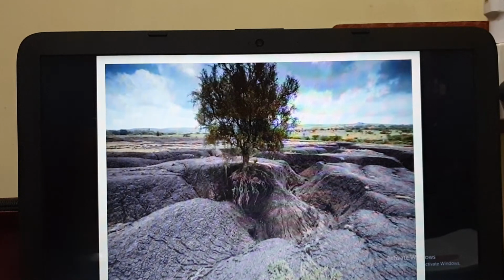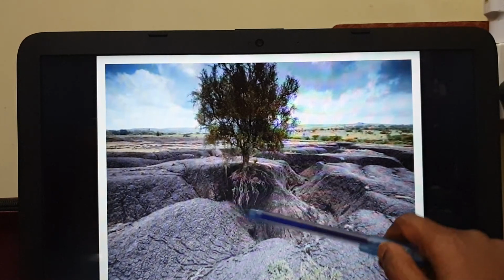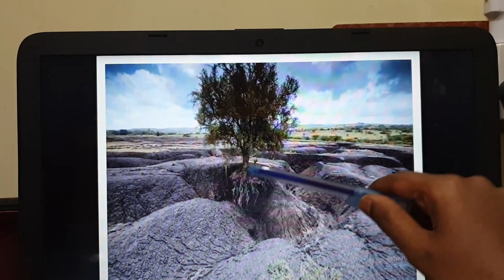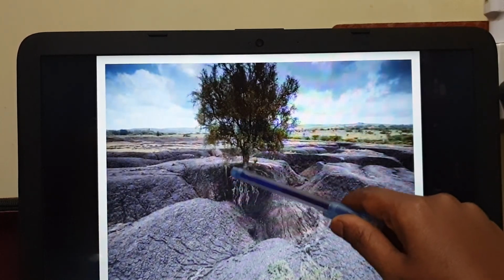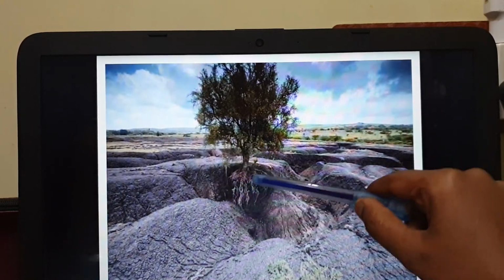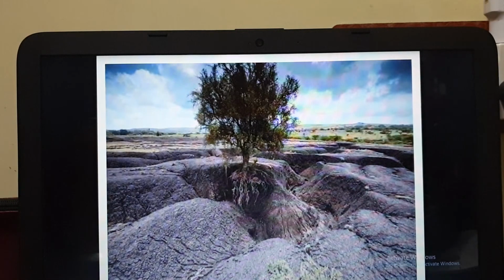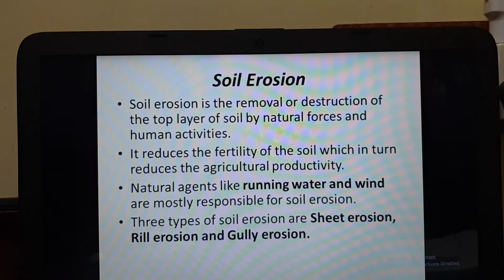What can you see here? You can see a tree hanging somewhere else, isn't it? It seems like that. But what happens here? This tree's root has been eroded. These soils over here are eroded. Yes, now we are going to see about soil erosion.